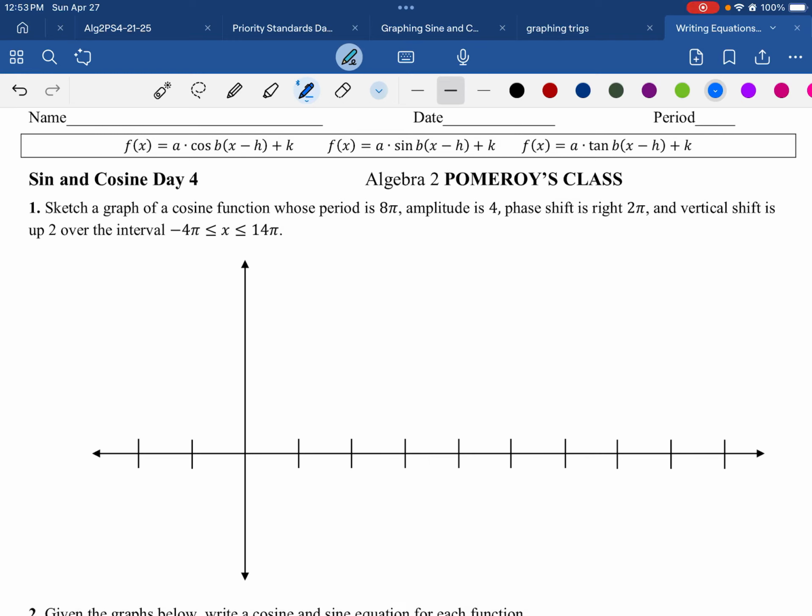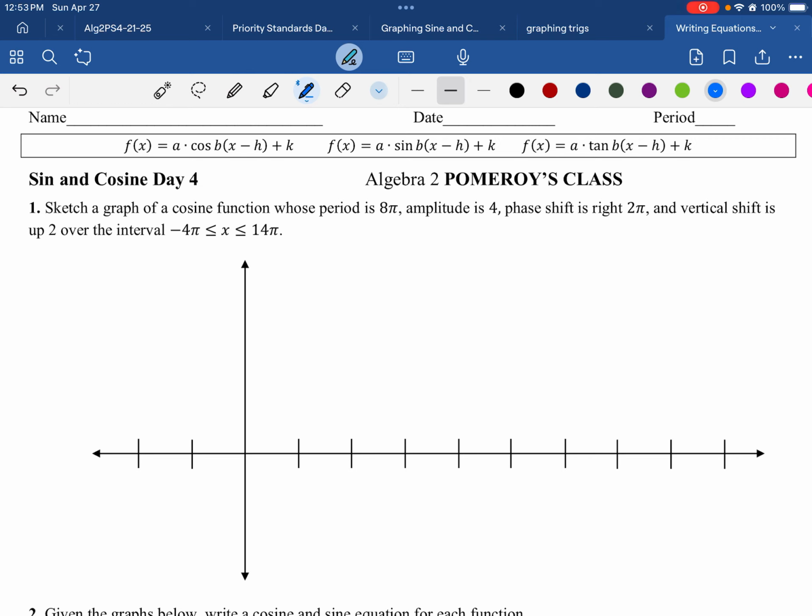This will be the first video of 2 for graphing 2 of the 4 questions. The first question is sketch a graph of cosine function whose period is 8 pi, amplitude is 4, phase shift right 2 pi, vertical shift is up 2, over the interval of negative 4 pi to 14 pi.